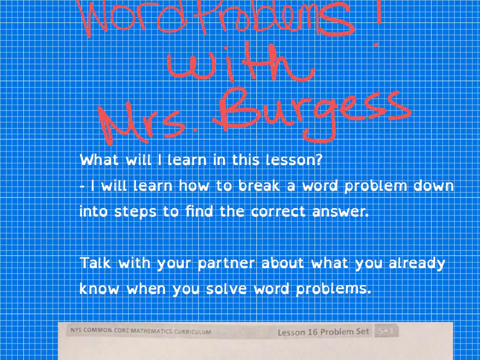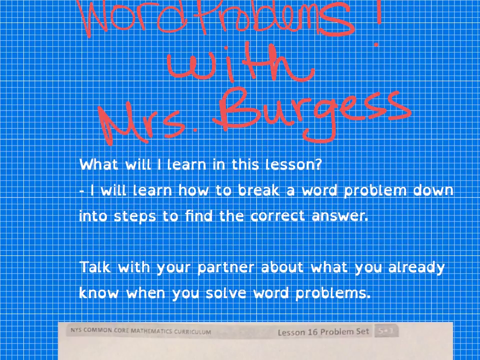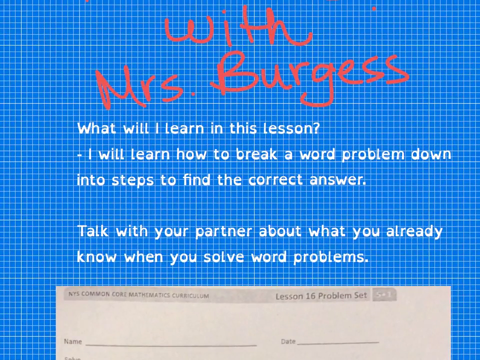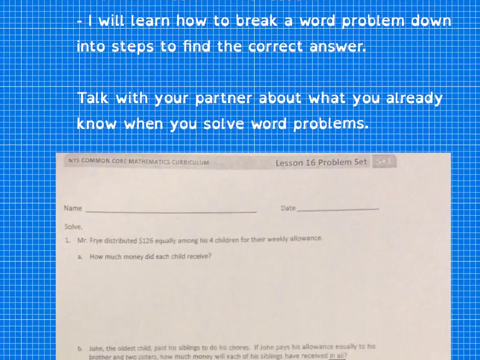If you have a moment, I would love you to pause and talk to your partner for about 30 seconds about what you know already when it comes to solving word problems. Hopefully you talked to your partner and came up with some good things like using a label, breaking it down into steps, drawing a picture. Lots of those things are important in word problems.